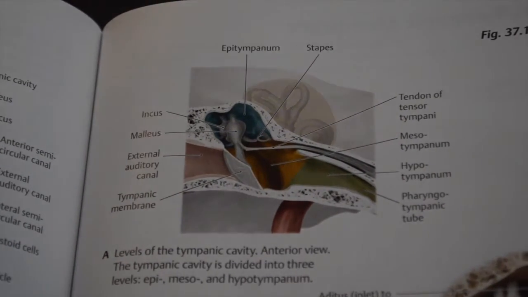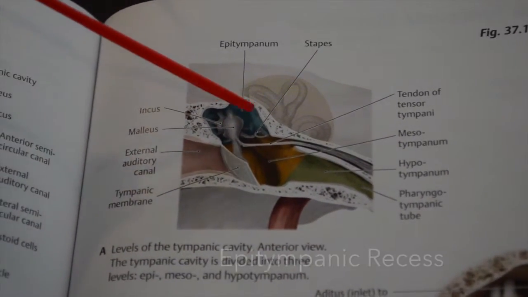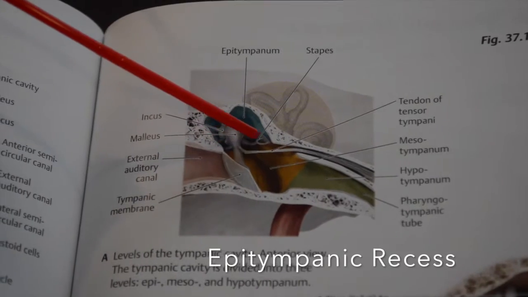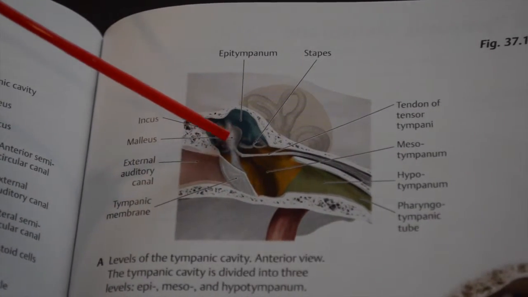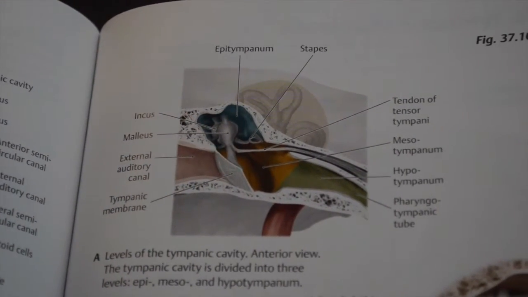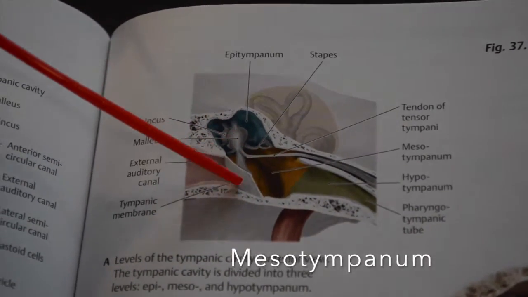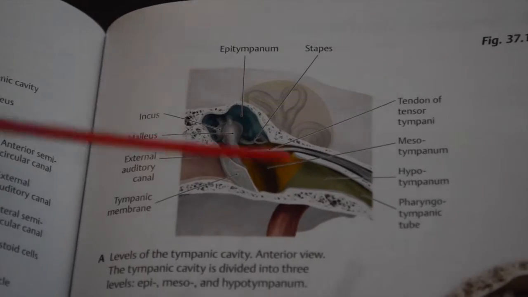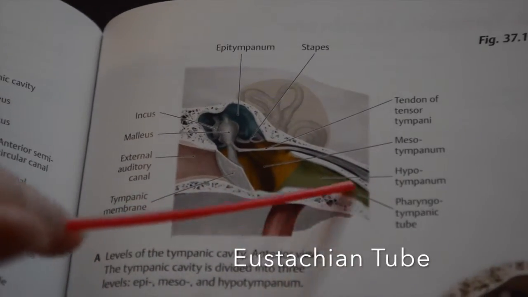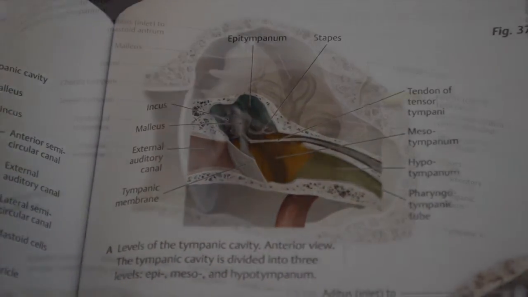There are 3 levels of the tympanic cavity pictured here. The first is the epitympanum or epitympanic recess, which contains the head of the malleus as well as the aditus to mastoid antrum. Then we have the mesotympanum, which contains most of the rest of the landmarks of the middle ear. And lastly, the hypotympanum or the eustachian tube.